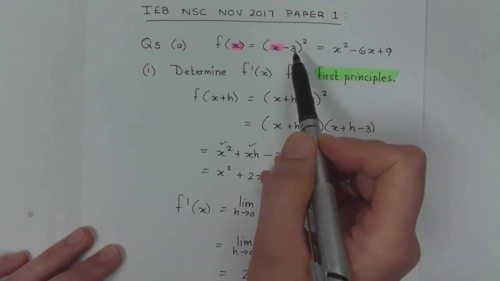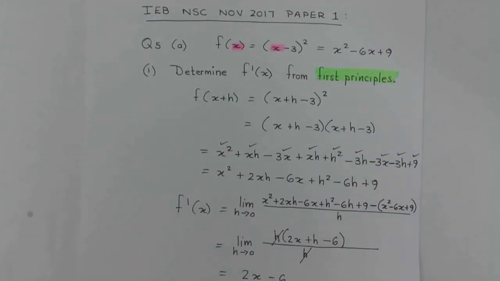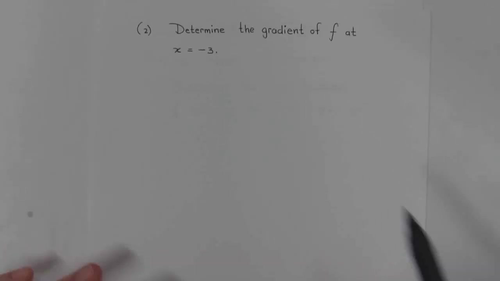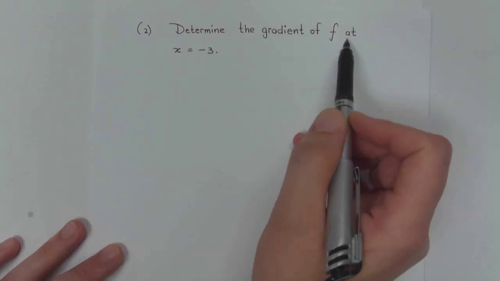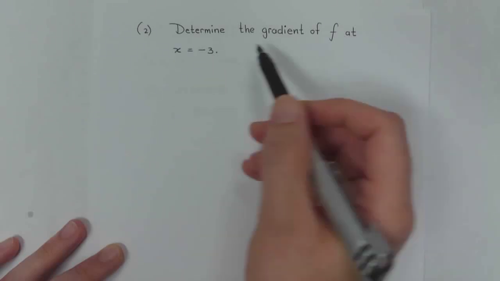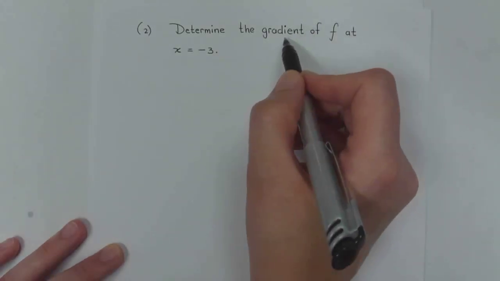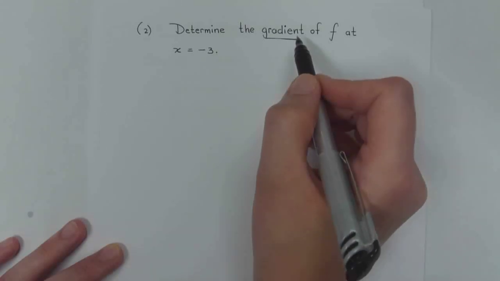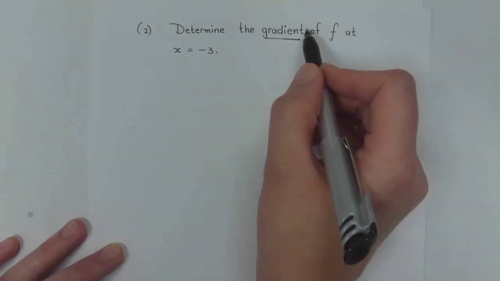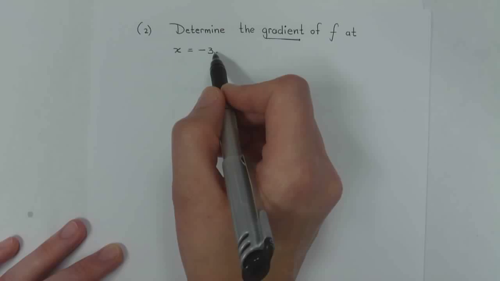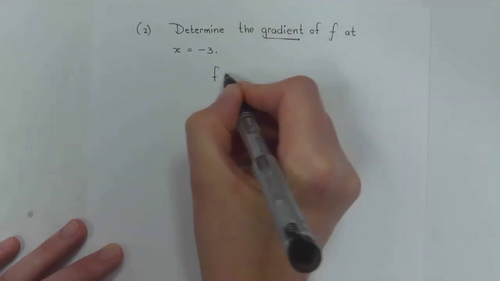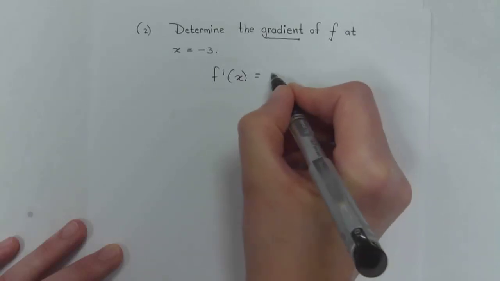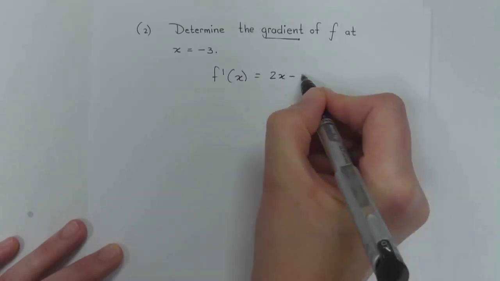Right, now there's a follow-up question here. There's number 2. And the number 2 says, sorry, that's another example. Determine the gradient of f where x is equal to negative 3. Now remember, people, I said this. I say gradients, you say derivatives. So if I want to calculate the gradient, I need to use the derivative. And I just calculated the derivative saying the first derivative of fx, or the gradient function, is 2x minus 6.